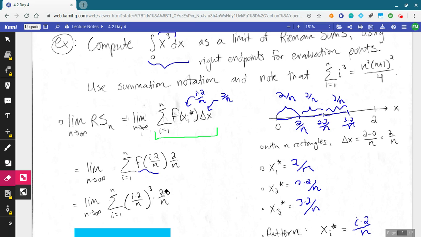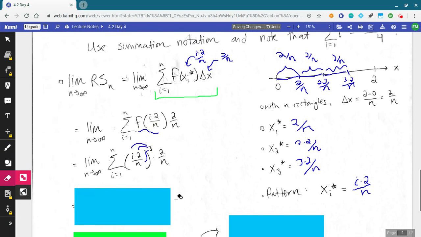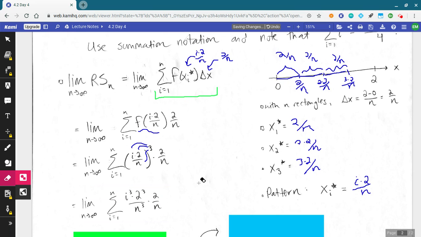All right, but at this point, we can just do some algebra and work with our summation notation formulas. So this cube is going to distribute over the product and the quotient here. So we can do that. But check this out. This is a little bit hard to see in this form.